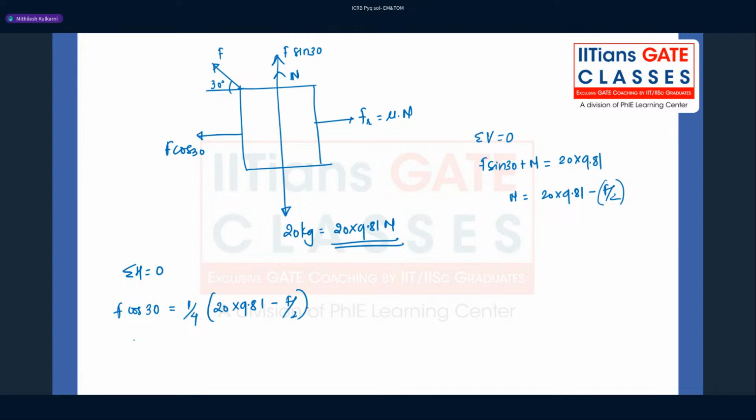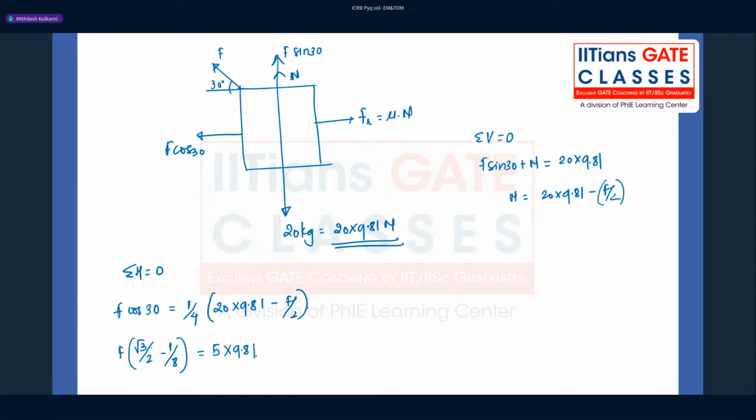So F cos 30 is root 3 by 2, minus this 1 by 4 goes inside, multiplies with F by 4, gives us F by 8. So it will be 1 by 8. And that is equal to, this 4 cancels out with this 20, you will get 5 into 9.81.